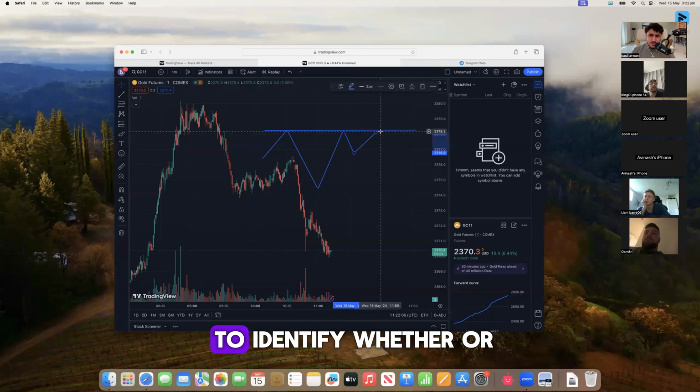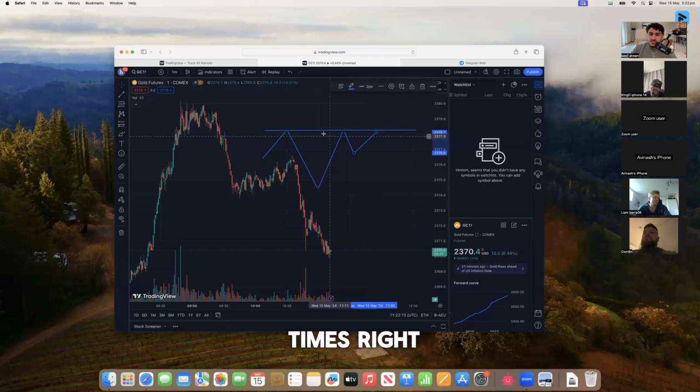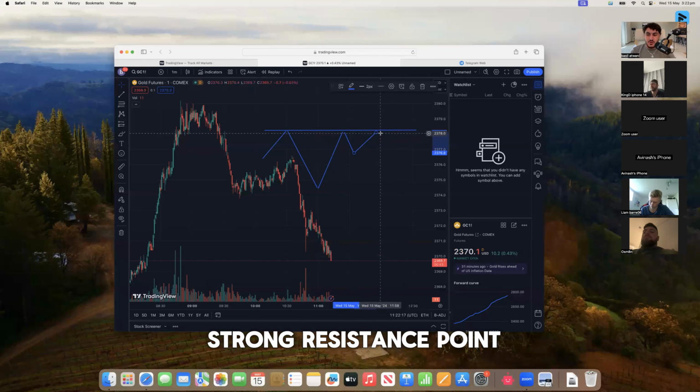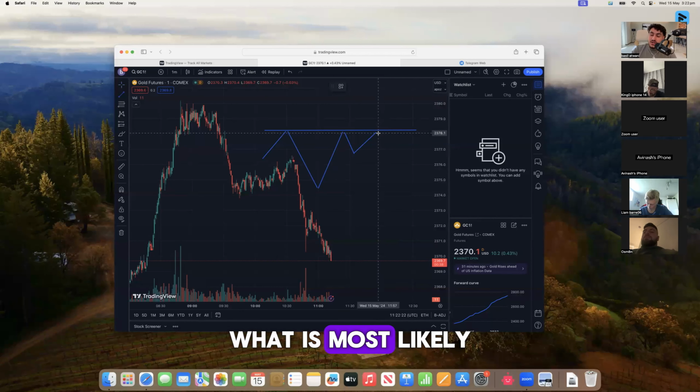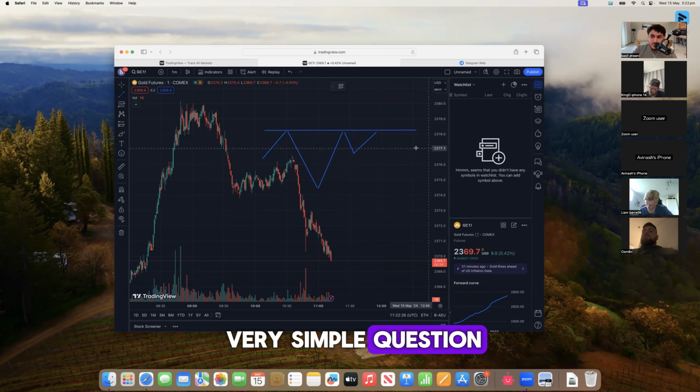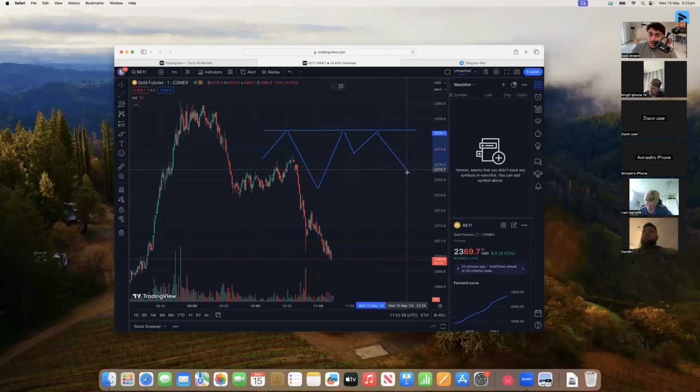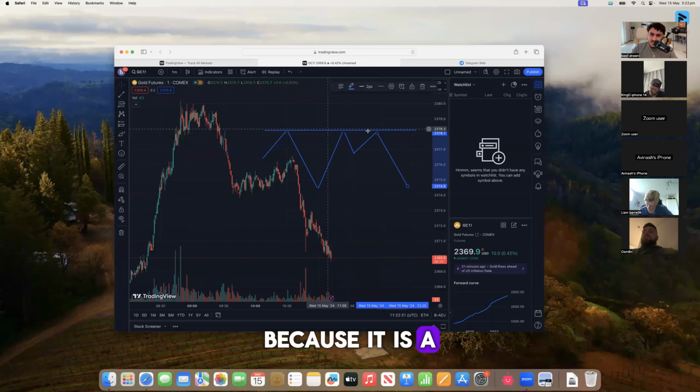And the easiest way to identify whether or not it is strong is if you guys see it 3 times, right? So 1, 2, 3, okay, this is a strong resistance point, which means, guys, on the next, after it hits here, what is most likely going to happen? Very simple question. Most likely it's going to go back down, right? Because it is a strong resistance point. We've seen it happen 3 times before. We know exactly what's going to happen here. It's going to struggle to get past, and it's going to go back down.